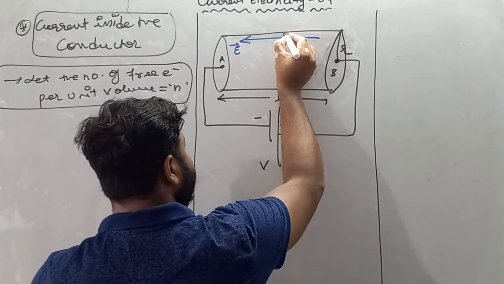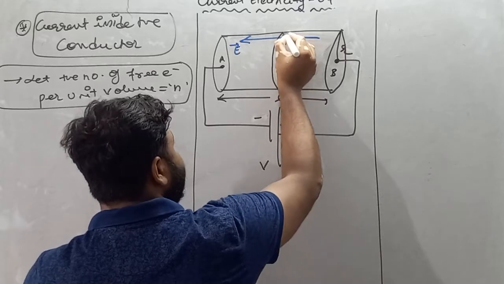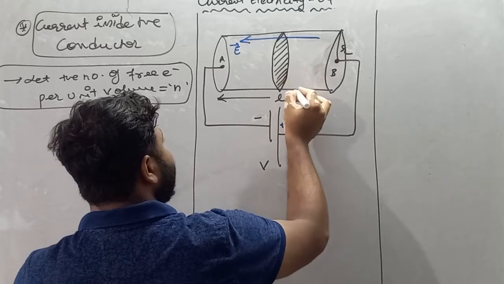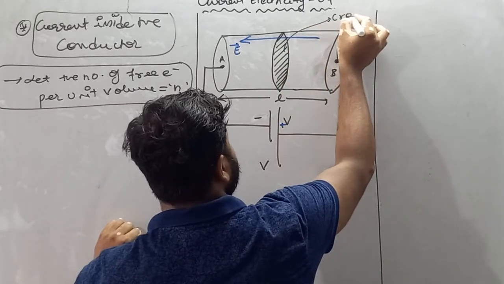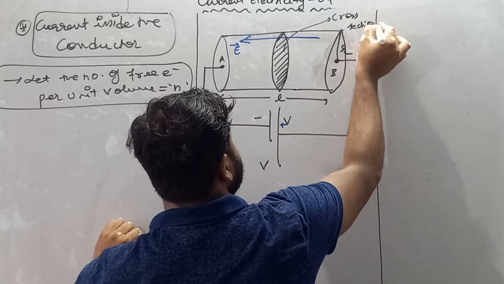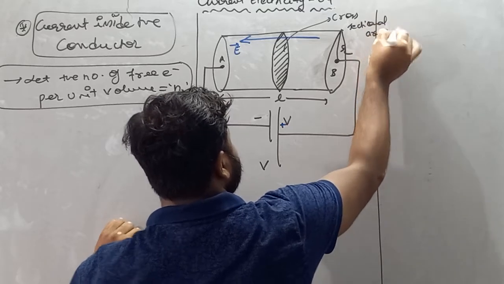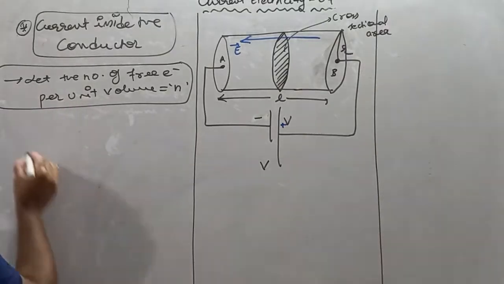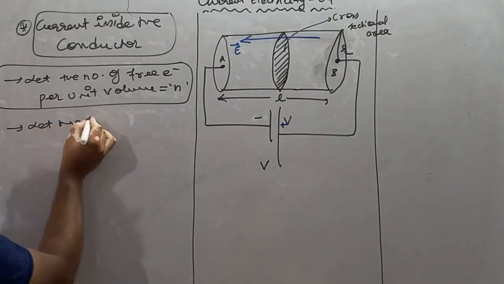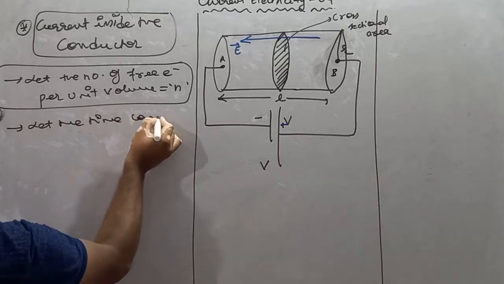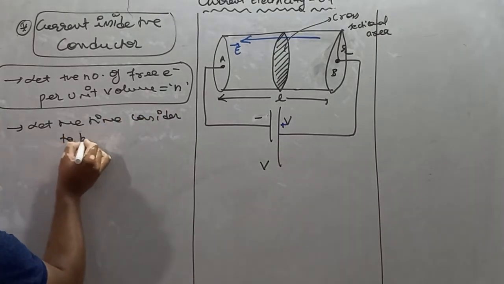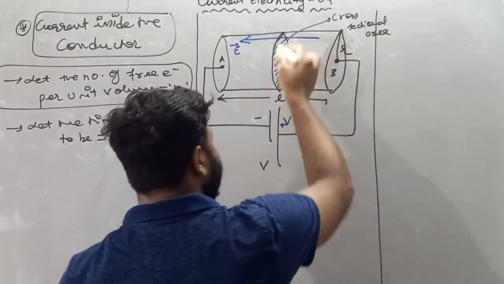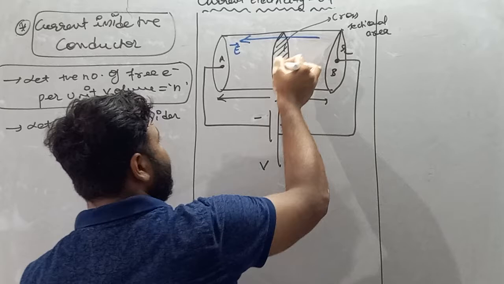Now check it out. Let's suppose I am considering a cross sectional area. This is our considered cross sectional area, and let the time considered be delta t. We'll consider a cross section here like this.